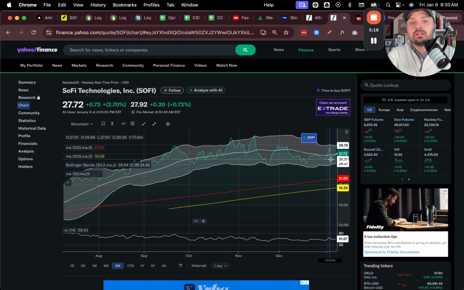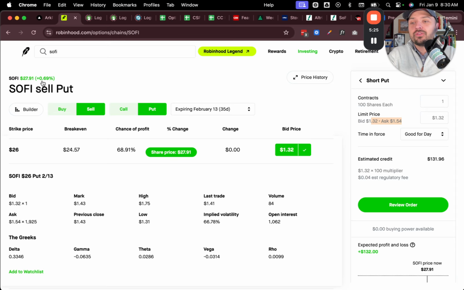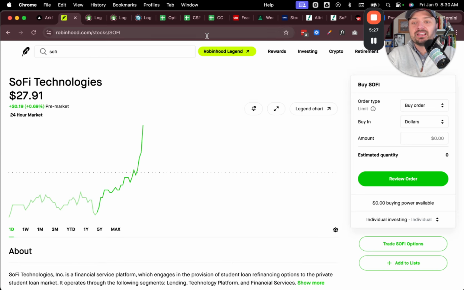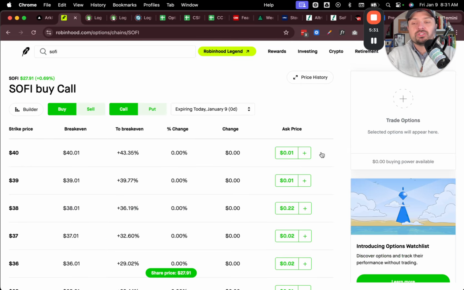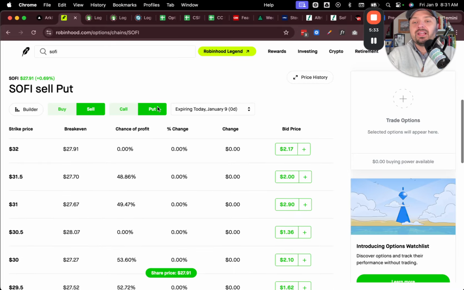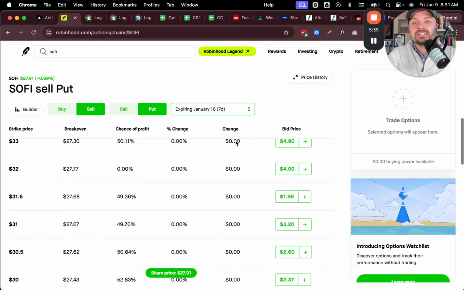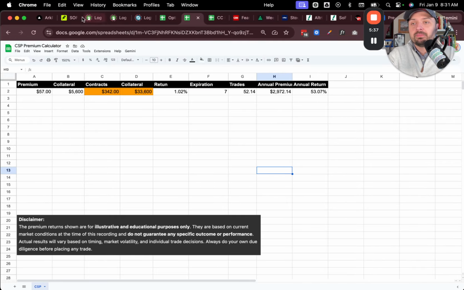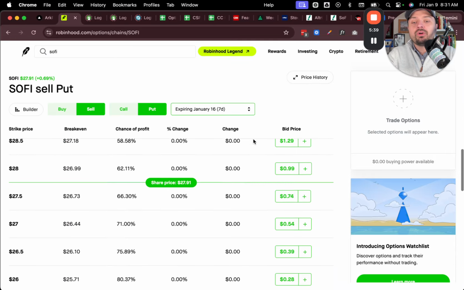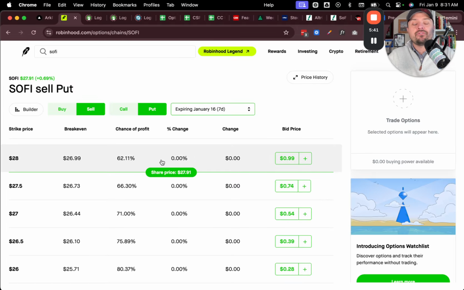So how do I use it? Rule of thumb, I like to be below the 50-day moving average, especially on a volatile stock like SoFi. So going over to my SoFi options chain, let's take a quick look. We are in pre-market, but let's go to the trade SoFi options. I'm going to sell a put, and let's say I do a simple weekly. Let me clean this up real quick. Perfect. All right.